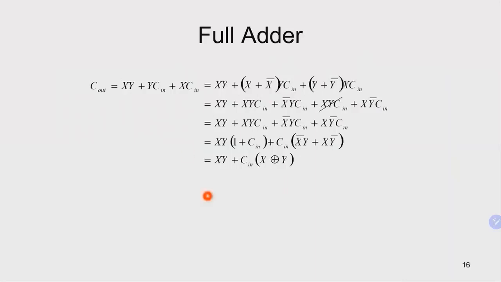Okay, so we start off with that function here from our K-map. And here is just a bit more manipulation using our Boolean algebra laws. We can show that this expression can also be written as x AND with y, OR with c in AND with x exclusive OR with y. Okay, I'm not going to go through this, but you can look at this in your own time to convince yourself this is the case. The reasons why we want to do that will be apparent in the next few slides.